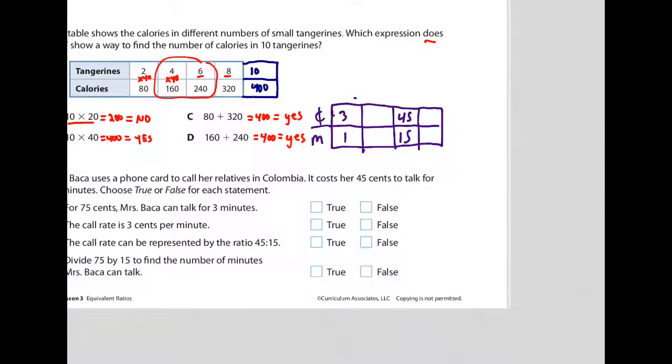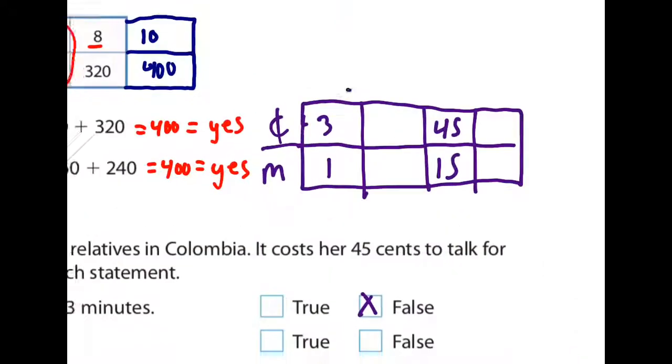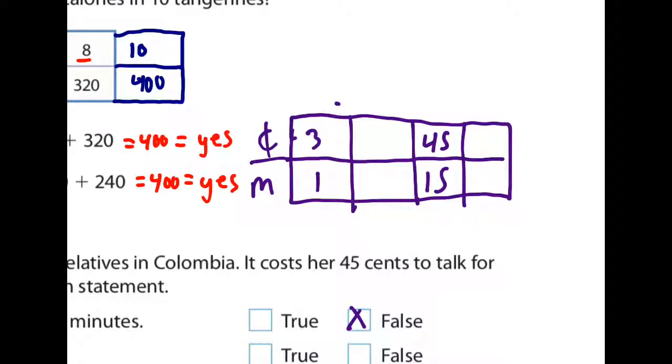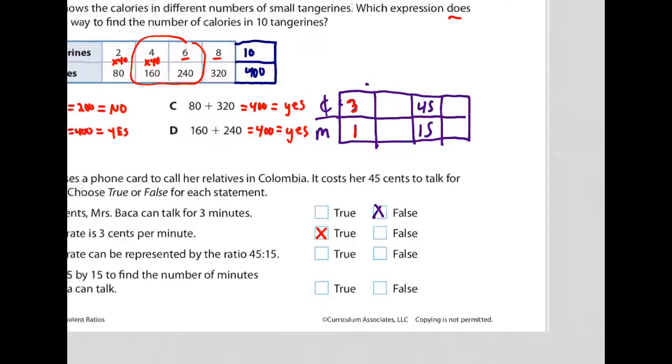What if you have 75 cents? And we were talking about 3 minutes. Well, is 3 times 3 75? No. So guess what? A is false. B, the call rate is 3 cents per minute. Well, let's take a look here. Hey, I already figured that out. It's 3 cents per 1 minute. So guess what? That one is true.